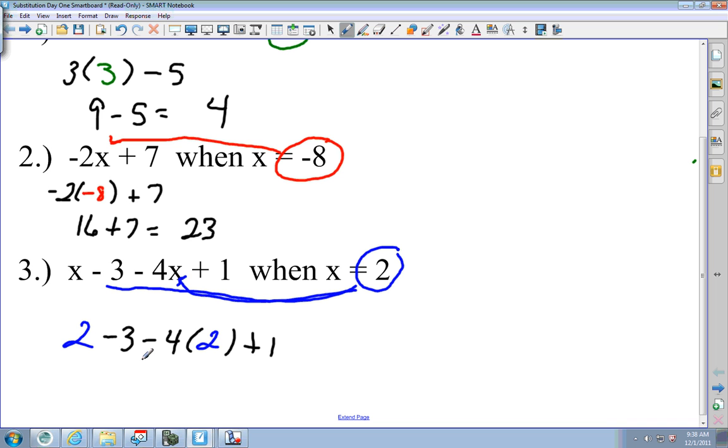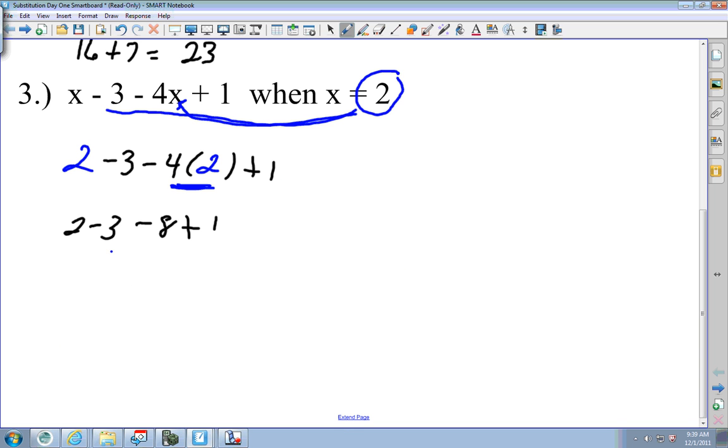So now, order of operations, we need to multiply these two together. So I'm going to have 2 minus 3. Well, negative 4 times 2 is negative 8, plus 1. Now, if you wanted to, you could just put that all in the calculator, press enter, and see what it says. Let me move this down just a little bit. Okay, so right here, putting those two together, I have negative 1 minus 8 plus 1.